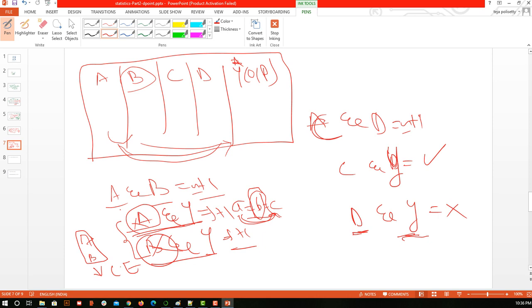But in this case where I am seeing C and D have a relation, that is fine, but I cannot remove either C or D, because the relation between C and Y is different and the relation between D and Y is different. Okay, so in this case I cannot remove it. So I hope you get what Pearson correlation is and what you can do with it here.